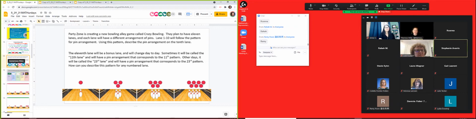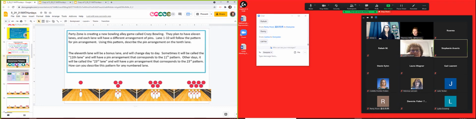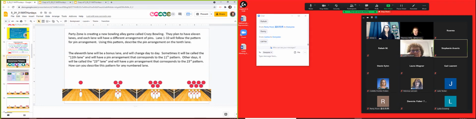And if you join me on slide 11, here's our rich, juicy task. It's all about bowling. I can't wait to go bowling again. It says Party Zone is creating a new bowling alley game called Crazy Bowling. They plan to have 11 lanes, and each lane will have a different arrangement of pins. Lane 1 through 10 will follow the pattern for the pin arrangement. Using this pattern, describe the pin arrangement on the 10th lane.